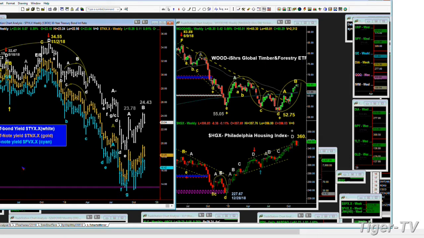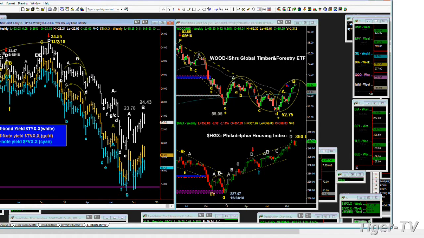So that's important. And yeah, you've got WOOD, the global timber and forestry ETF, on the upper right. It's in a rectangle formation, made a slightly lower low below the 55 low back in December. It ran up to the 67-ish area, and then it went down to 52.75. Now it's in leg B on the upside. A failed before. Will B fail? Well, we don't know yet. If there's no new recovery high this week, this will be peak B.